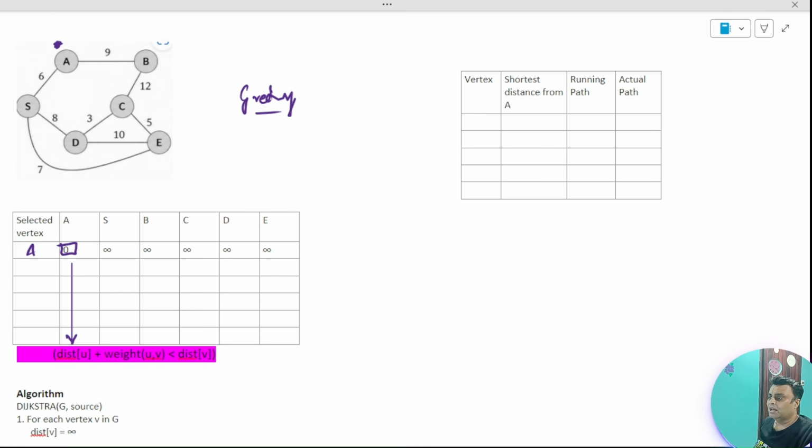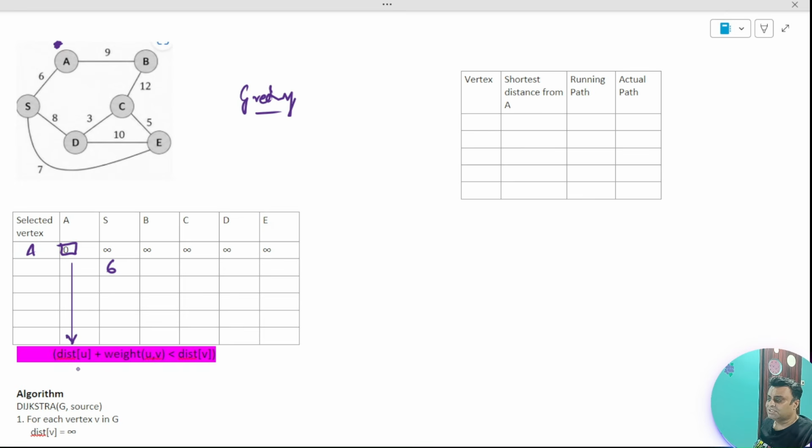From A, I can go to B, which is at a distance of 9, and S, which is at a distance of 6. So I will write here that from A, I can go to S with a distance of 6, right? And when I'm writing that 6, I will have to be careful. Why am I writing this 6? There are 3 values involved here, and those 3 values are what you see here.